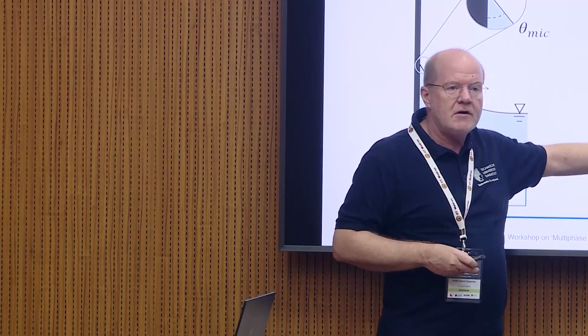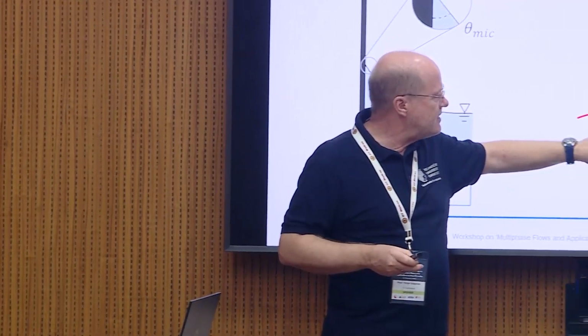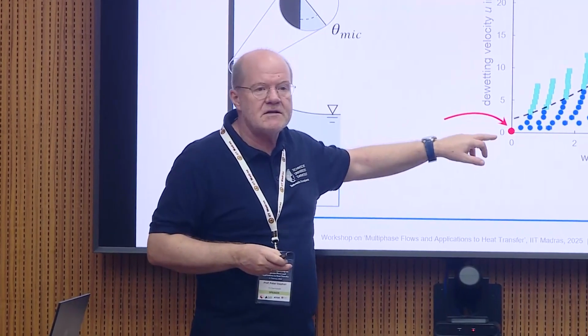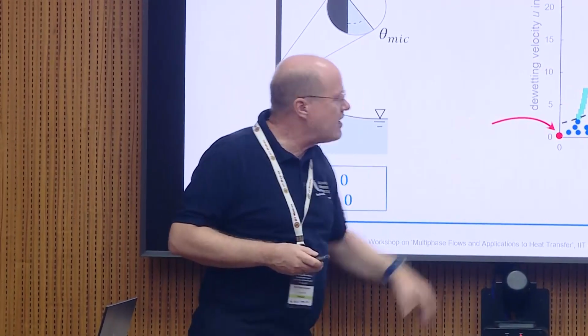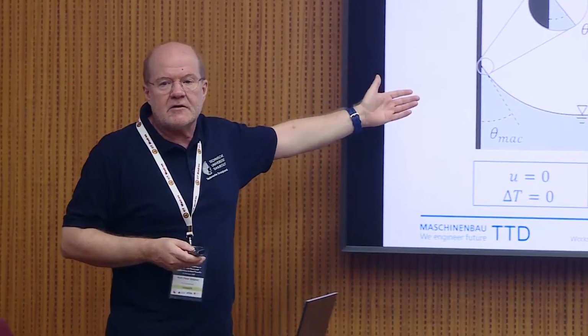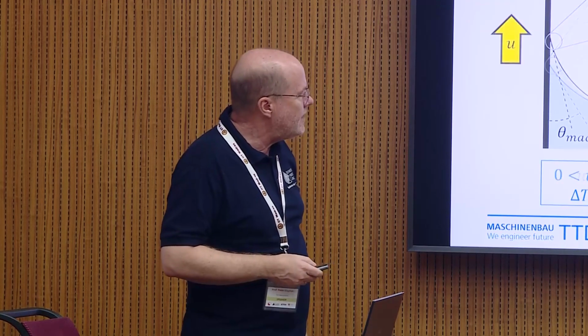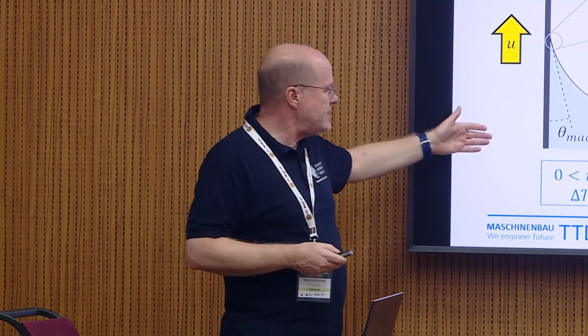No evaporation, no wall superheat, isothermal system, no dewetting velocity, zero, that means static. Then you are here, and then of course you have a classical contact line. So the microscopic contact line is the same as the macroscopic that you would measure with the contact angle.